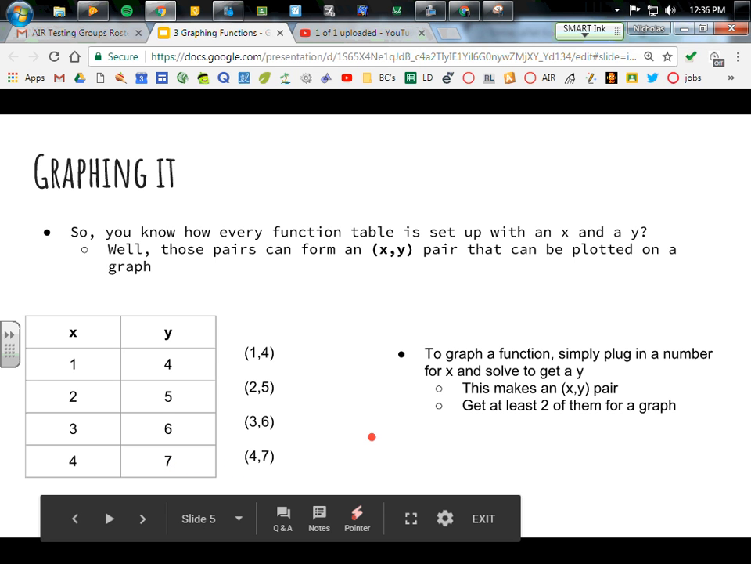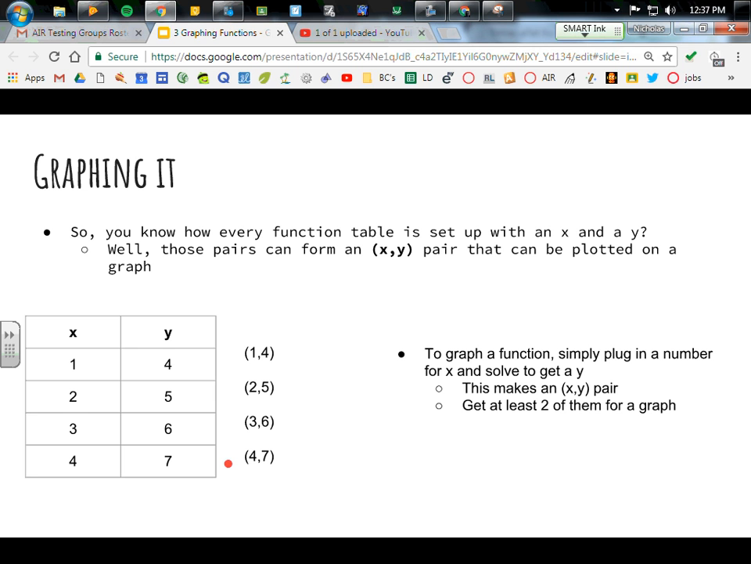So those can all be graphed, and they'll all give us a straight line. These functions that we've been working with so far are called linear. So that means that when you graph them, they give you a straight line.